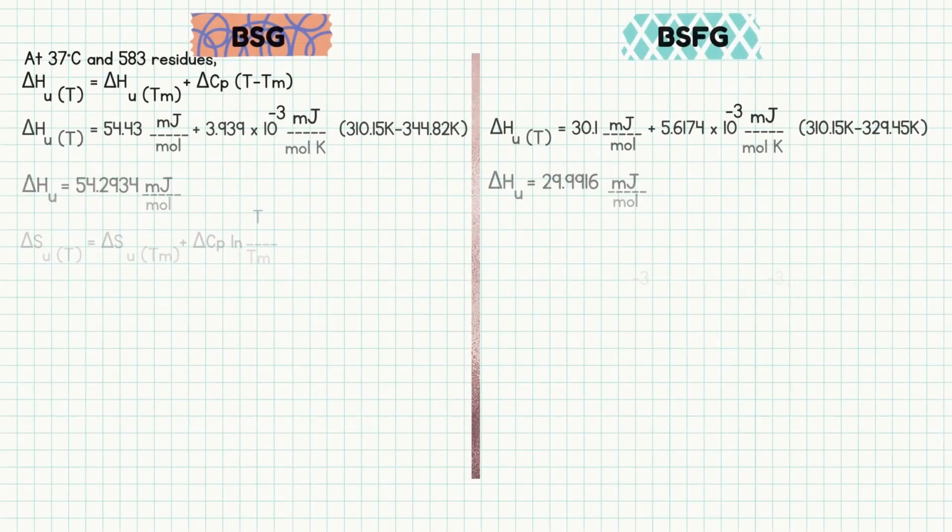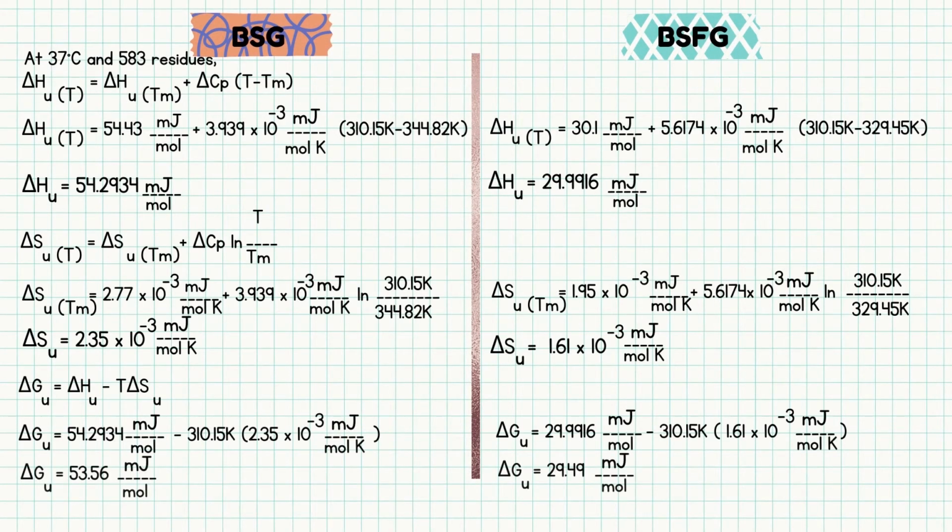Finally, for the parameters change in enthalpy, entropy, and free energy of unfolding at 37 degrees Celsius, we calculated them using the equations below. Note that we use Kelvin in the computations. We then obtained the following values for BSG: 54.29 millijoules per mole, 2.35 microjoules per mole Kelvin, and 53.56 millijoules per mole for delta H, delta S, and delta G unfolding accordingly. Meanwhile, for BSFG, the values were 29.99 millijoules per mole, 1.61 microjoules per mole Kelvin, and 29.49 millijoules per mole for delta H, delta S, and delta G unfolding respectively.